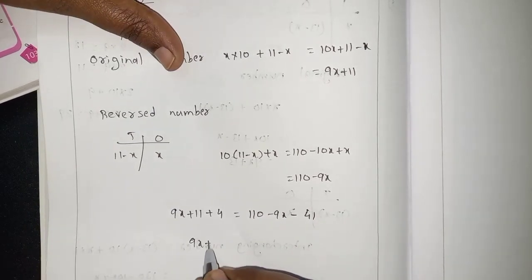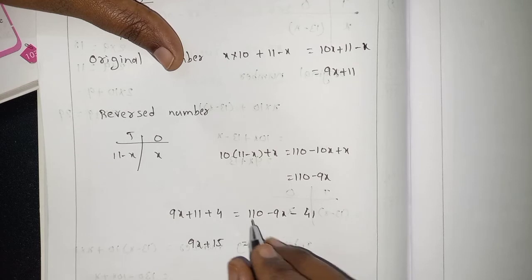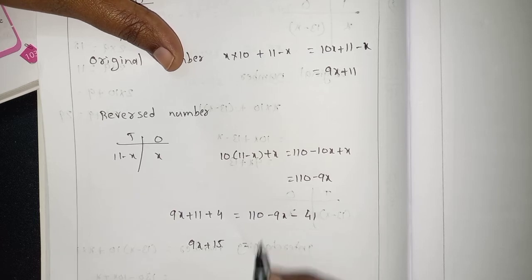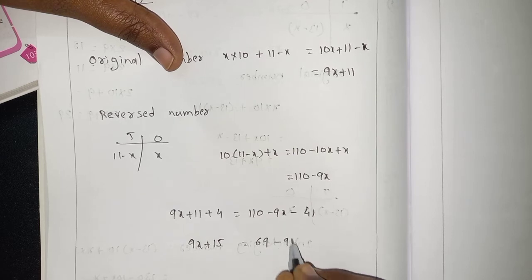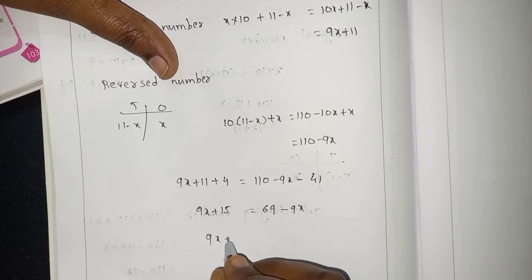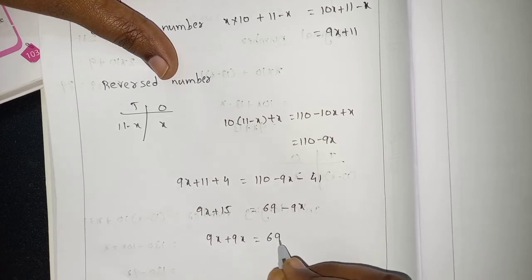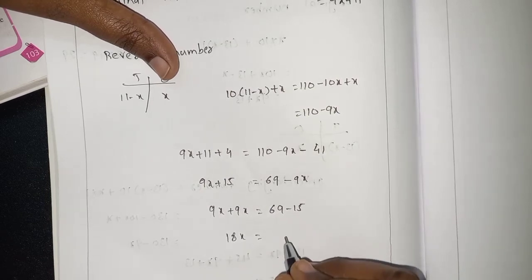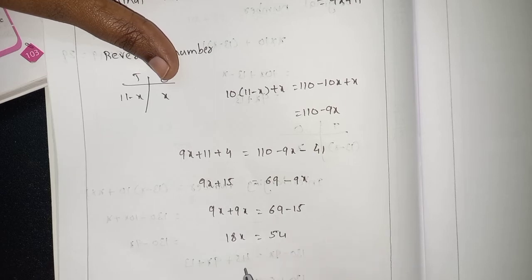Now, 9x plus 15 is equal to 110 minus 41. How much will it be? 69 minus 9x. Right? I am going to take 9x on the LHS. 9x plus 9x is equal to 69 minus 15. So, 18x is equal to 69 minus 15. 9 minus 5, 4. 6 minus 1, 5. x is equal to 54 by 18.